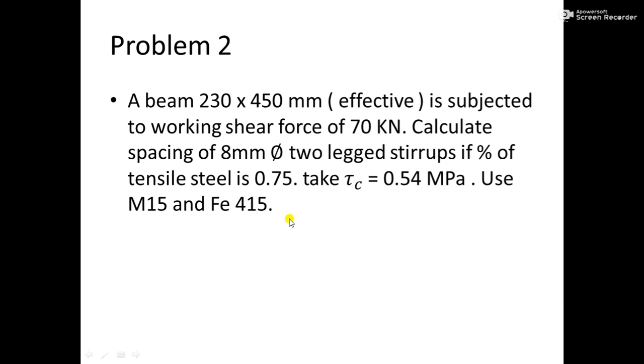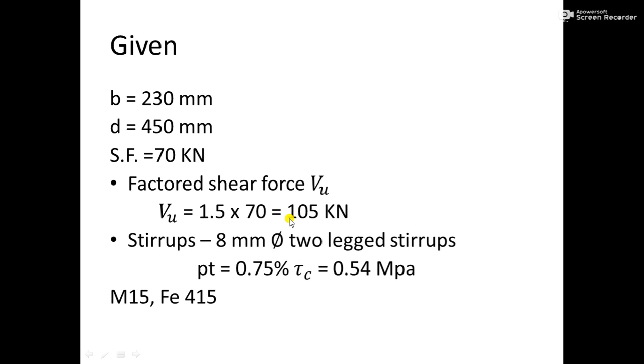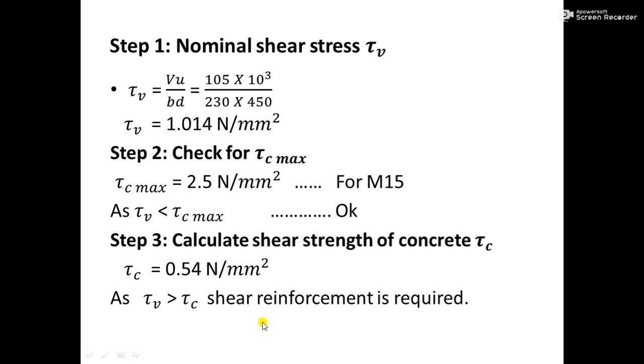All these values are given. We only have to design. The factored shear force is 1.5 into 70, that is 105. Stirrups are given, and percent of steel is also given. Then we start by calculating the nominal shear stress, tau v, Vu upon bd, that is 1.014. Step 2, check for tau c max. Tau c max is 2.5 Newton per mm square for M15. Since tau v is less than tau c max, it is okay.